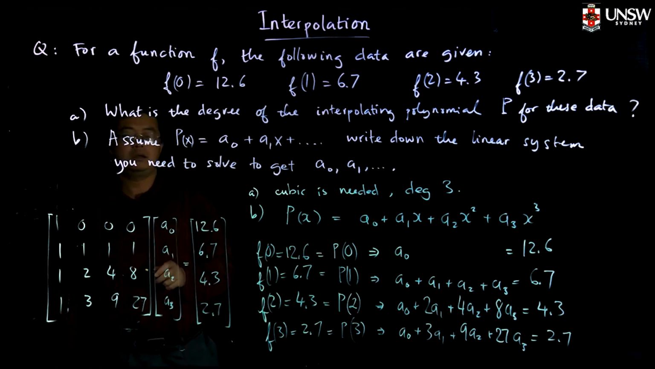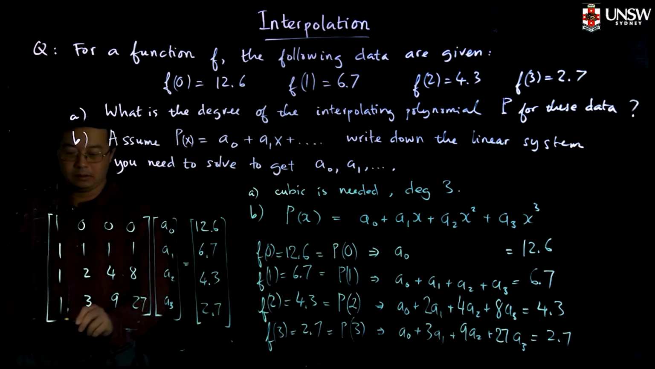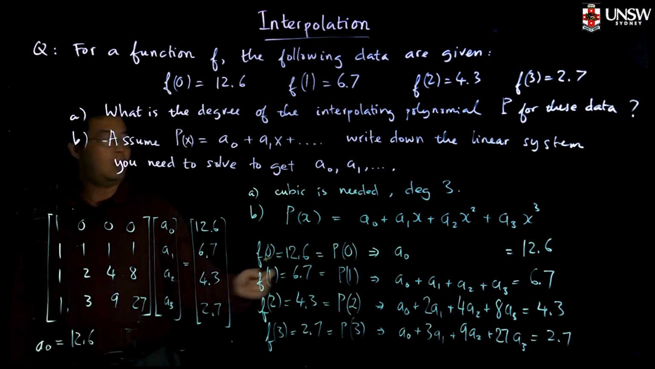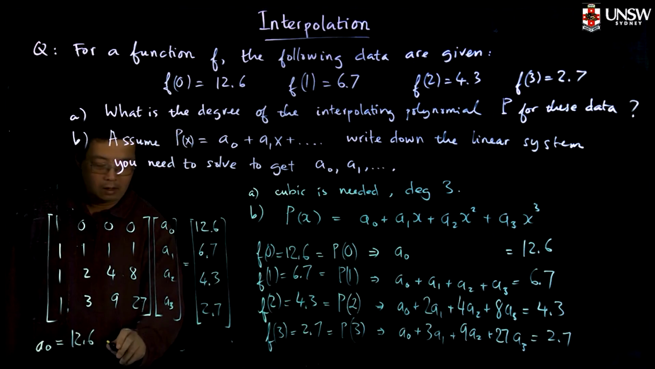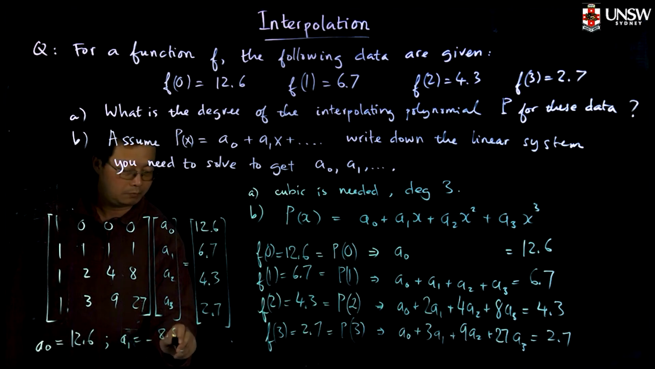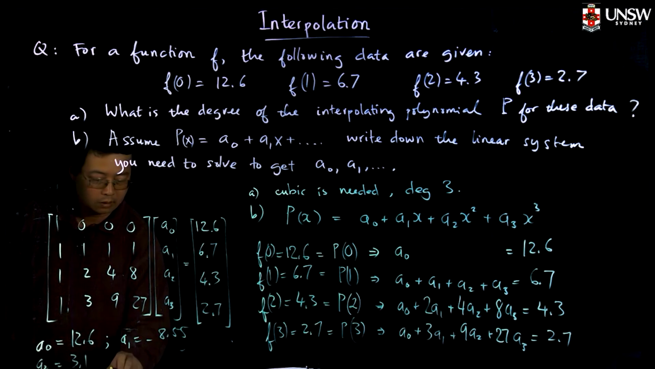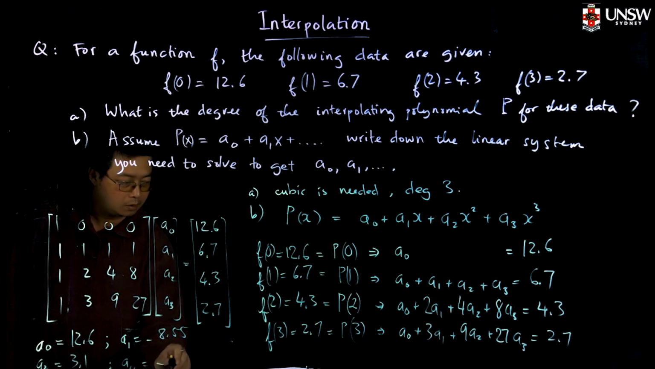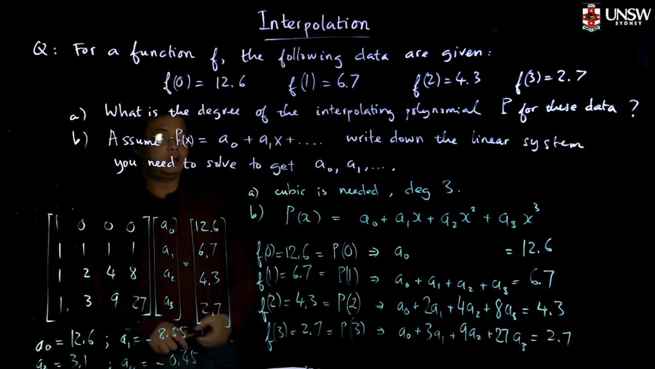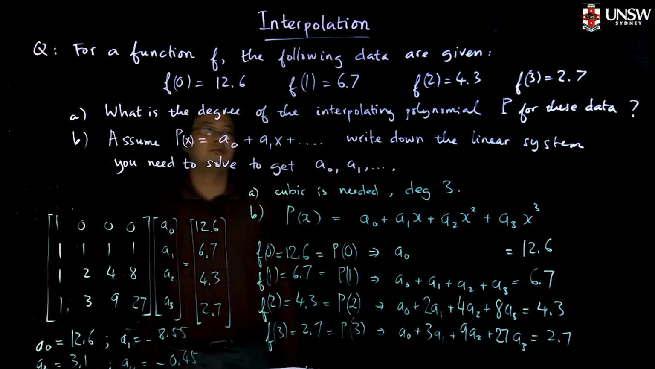And if you solve this linear system, suppose you put it in MATLAB, you can get a0 to be 12.6. Well, obviously, because a0 is 12.6 here. And then a1 is minus 8.55, a2 is 3.1, and a3 is minus 0.45. Okay, and that gives you the polynomial that goes through the 4 points exactly.